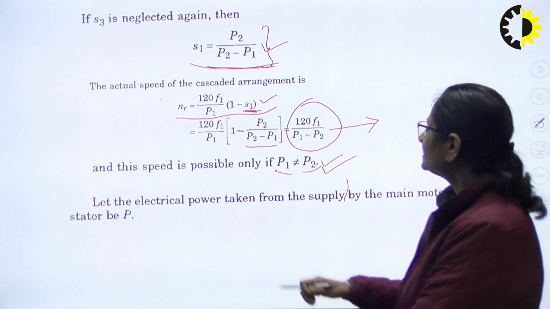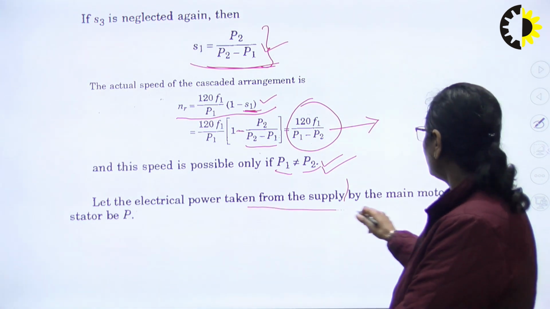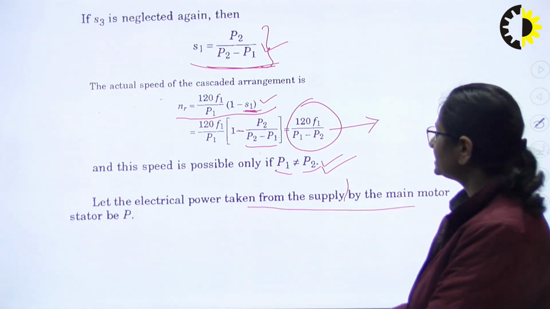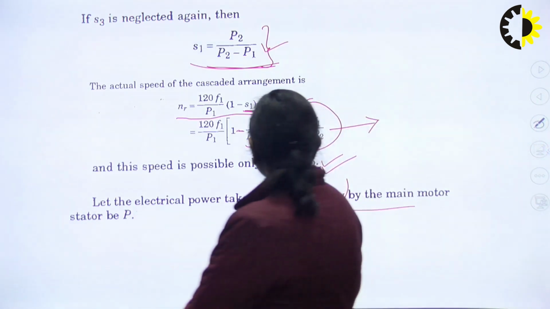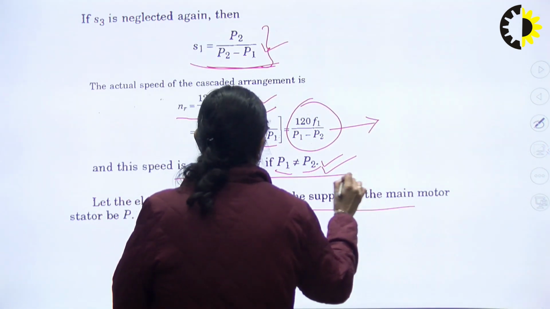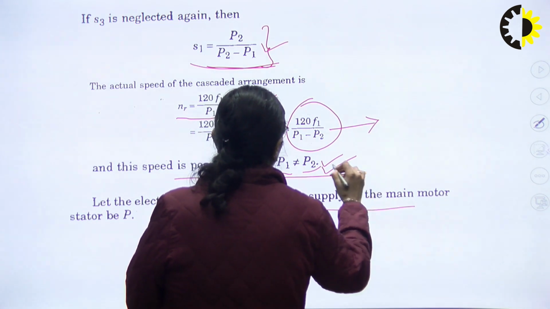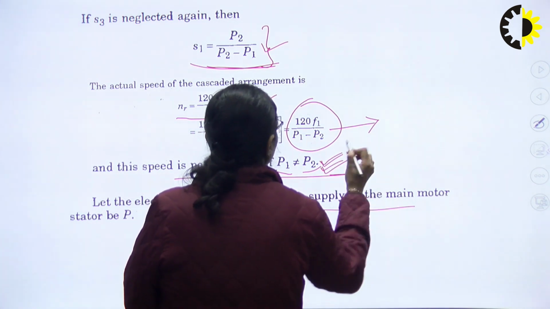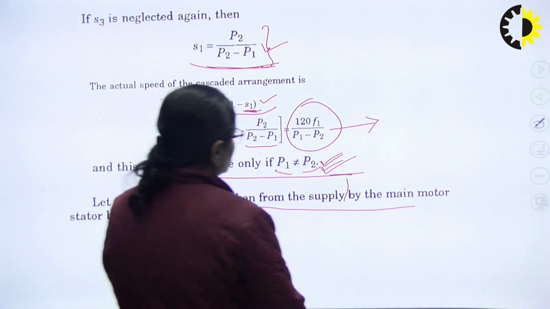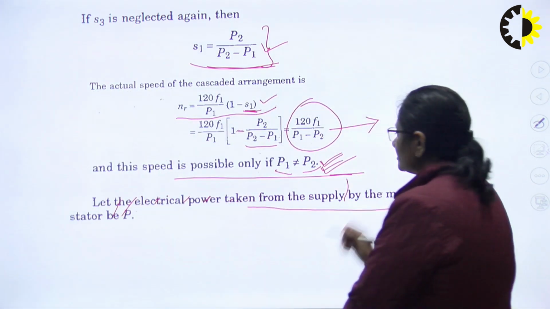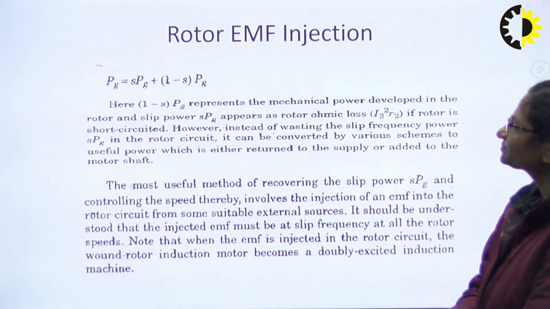Now, let the electrical power taken from the supply by the main motor stator be P. Then actually, I would like to close the speed control method over here, as it served our purpose of the speed control. This is beyond the scope of the topic, so I am dropping this particular portion from here.